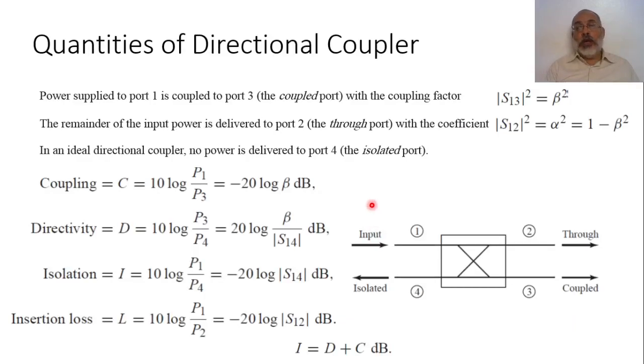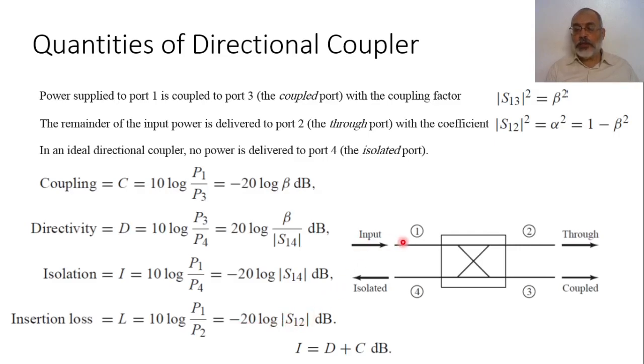To specify a directional coupler, assume that the input is at port 1. We have the input, the through port, the coupled port, and the isolated port. The ratio of the power at the through port to the input is known as the insertion loss. So the insertion loss L is 10 log the power at port 1 to the power at port 2, which is briefly minus 20 log the magnitude of S12.